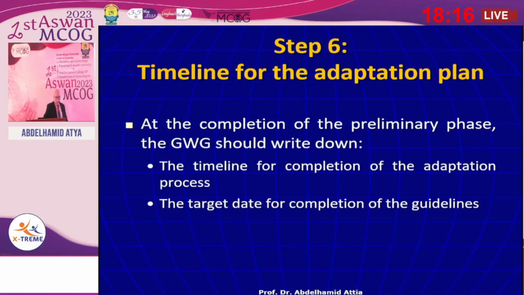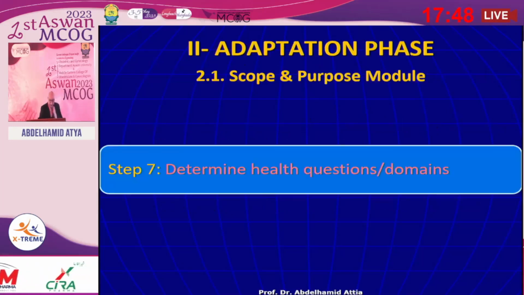And put the time plan at the completion of the preliminary phase. The guideline working group should write down the timeline for completion of the adaptation process, and they set a target date for the finalization of the guideline. This is the preparatory phase. Nothing has been done. It is just an agreement between a group of people and the administration. If they have the will and the motive, they can start the adaptation phase or the adaptation process.